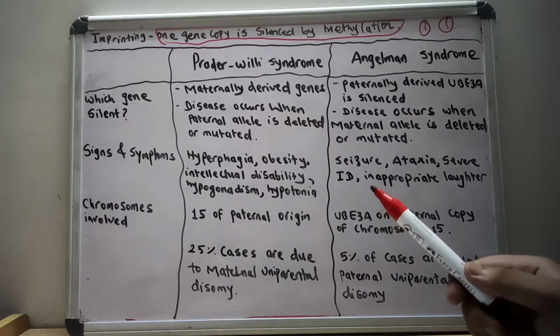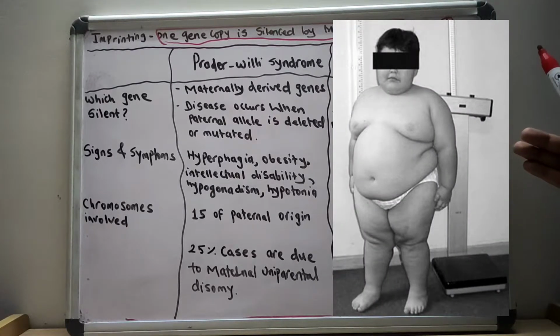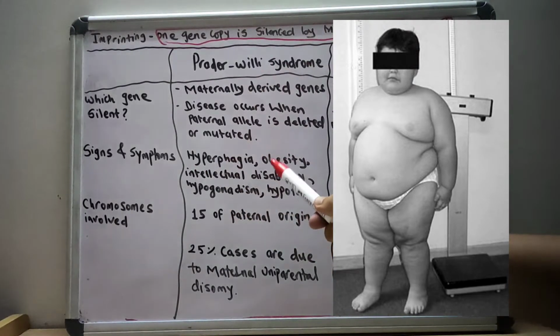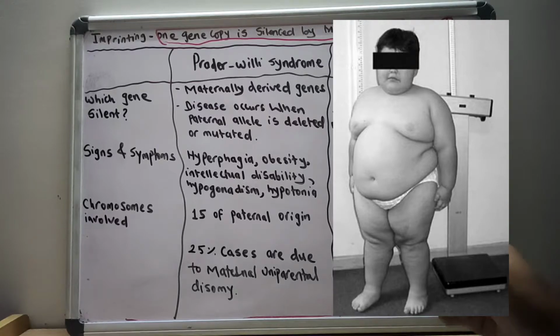So what are the various signs and symptoms of Prader-Willi syndrome? You can see the presentation of the disease in this picture. The signs and symptoms are hyperphagia, obesity, intellectual disability, hypogonadism, and hypotonia. These are the major signs and symptoms that we see in Prader-Willi syndrome.